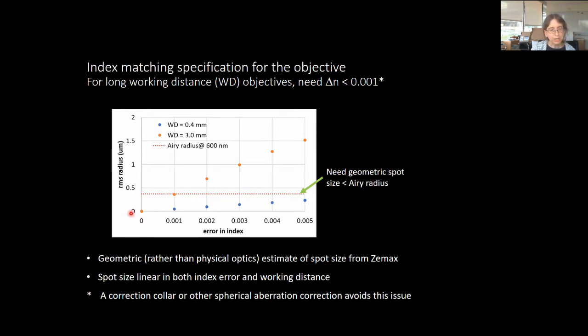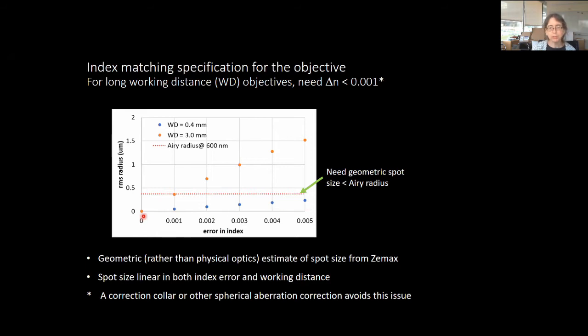So what I'm plotting here is the RMS radius derived from ray tracing. So it's just a geometric radius as a function of error in the index for an objective designed for 1.552. If you have a short working distance, like 400 microns, more like a normal objective, you can have a pretty big error, but those errors are still smaller than the Airy radius of that 1.0 NA objective. And so you'll never see these aberrations.